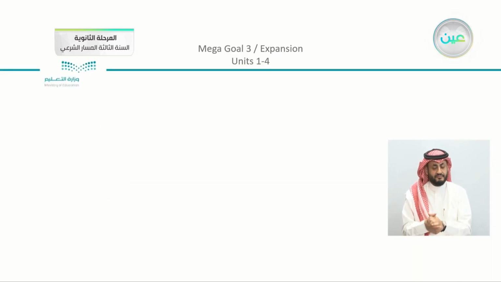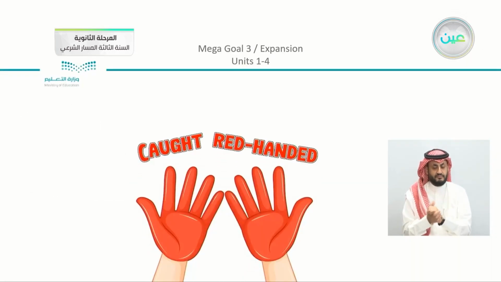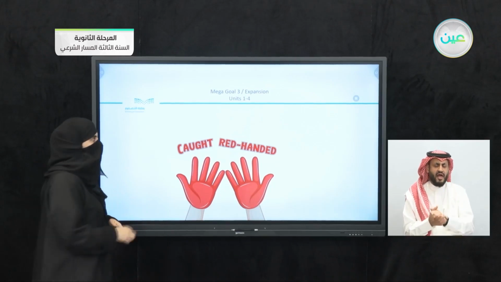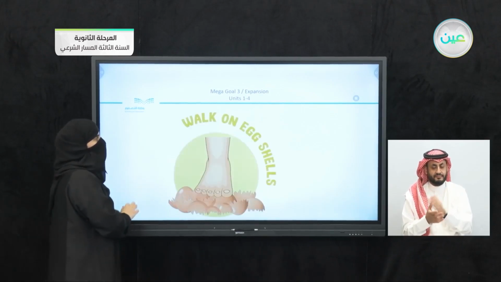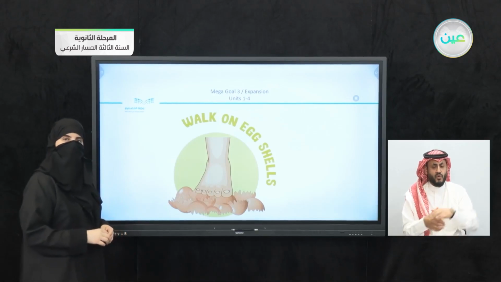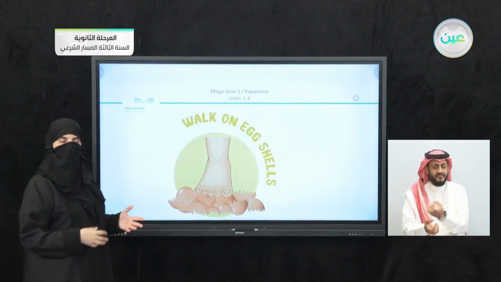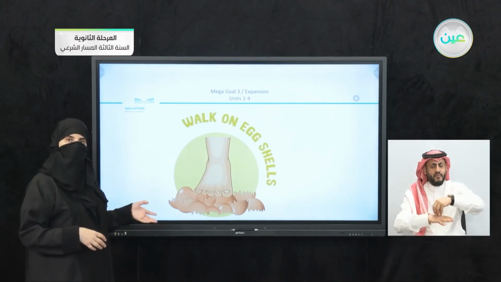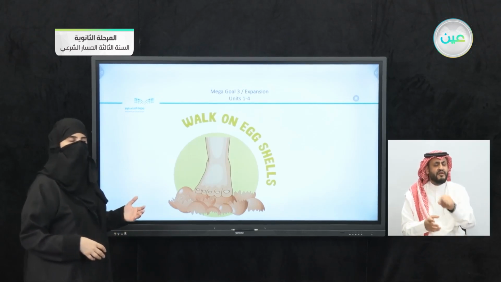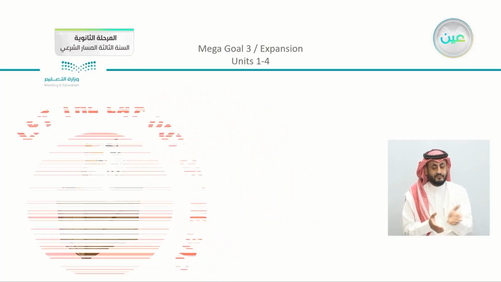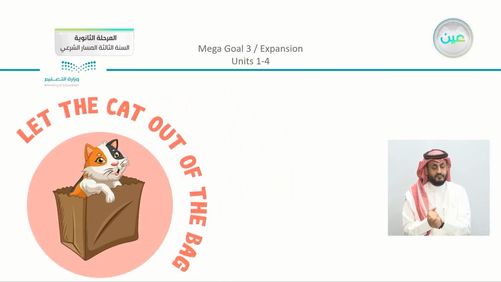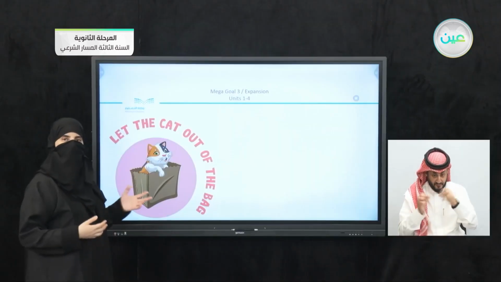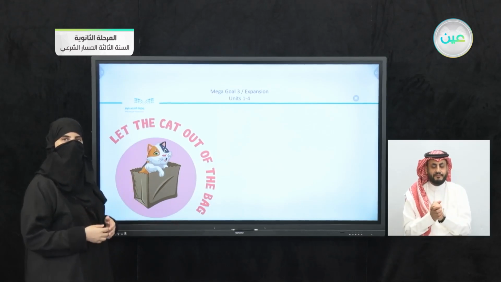We have also another example here. Caught red-handed. Now, do you think that this means actually that a person's hands are red? Also, we have another one. Walk on eggshells. Now, have you ever seen someone, or have you ever heard that someone actually walked on eggshells, or does it mean something else? We have also another one. We can say that, let the cat out of the bag. So also you can explore and find out what do these idioms actually mean.